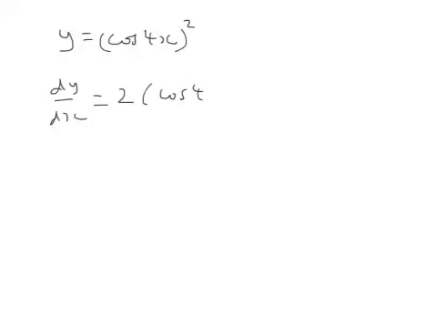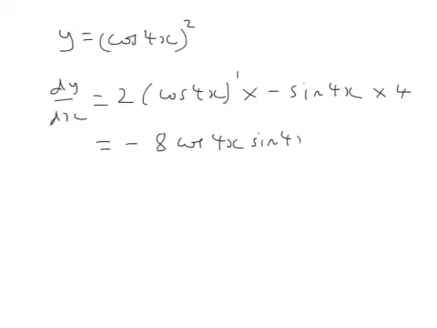In part B, y equals cos squared 4x, so dy by dx is 2 times the bracket to the power 1. Then differentiate the bracket, differentiate cos, it goes to minus sine, then differentiate the 4x and we get 4. So altogether it's minus 8 cos 4x sine 4x.